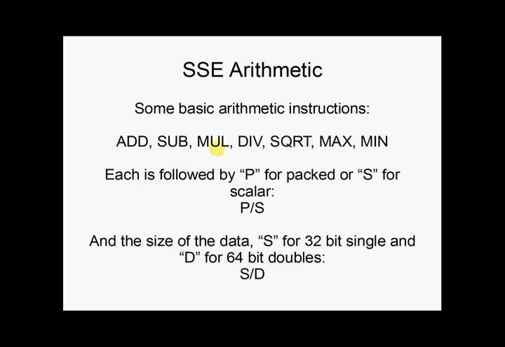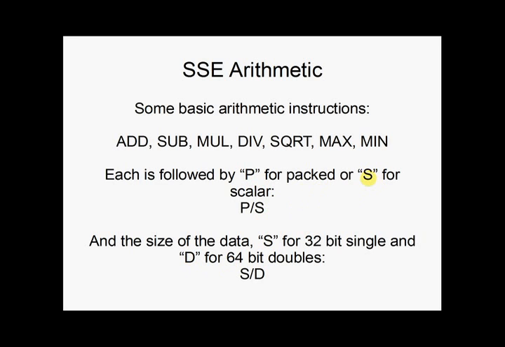We put whatever instruction we want to do, so add, for example, and you follow this by P for packed. Or if you want to do scalar, you put an S there, and then you follow that with the data size, so S for singles or D for doubles. The packed here means SIMD style, all of the operations at once, so you could be doing an operation on, say, 4 singles or 4 32-bit floats, or you might be doing a packed operation on 2 64-bit floats.